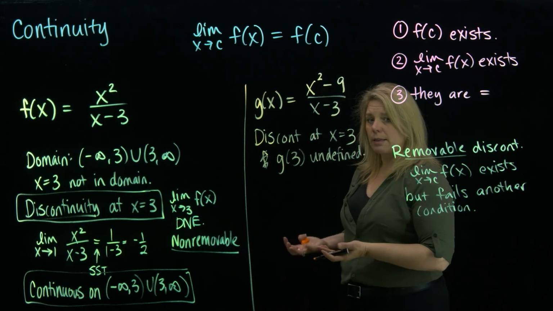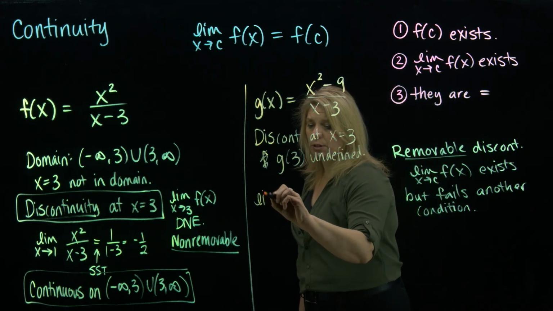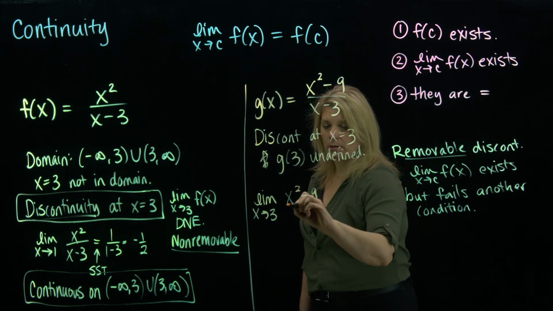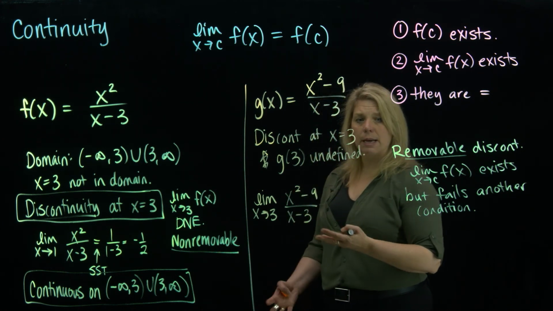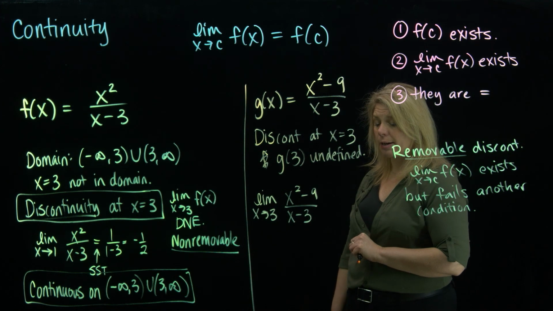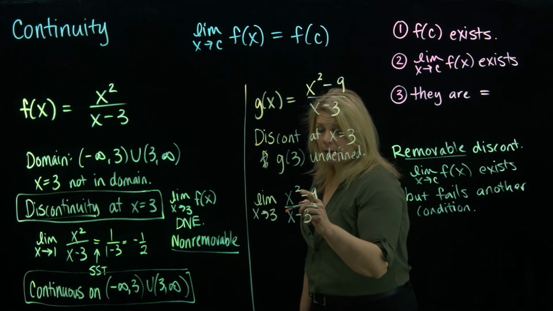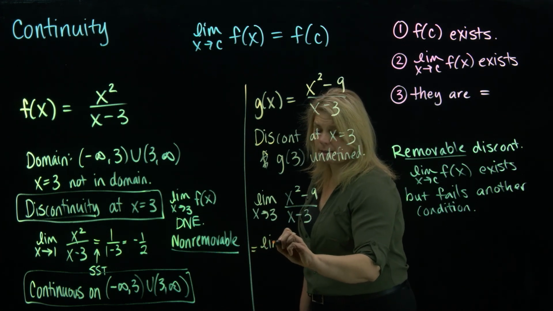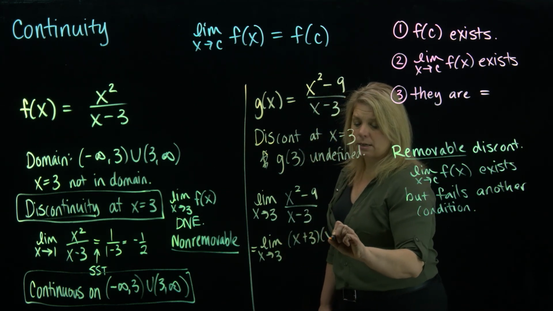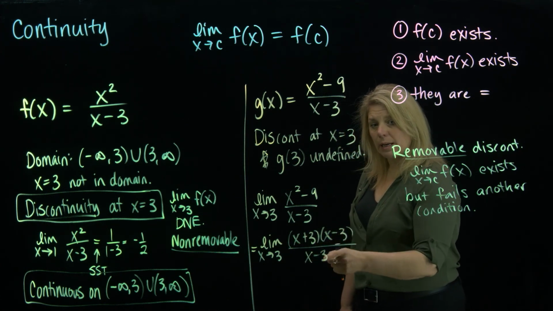In order to think about whether that discontinuity is removable or non-removable, I want to think about the limit as x approaches 3. Okay, so this example should be familiar to you. We did some like this a few sections ago when we first started some limit theorems. One of the things that you might think about is simplifying this function. And so if you factor the numerator, you can rewrite this as the limit as x approaches 3 of x plus 3 times x minus 3 all over x minus 3. And then you might cancel these factors.